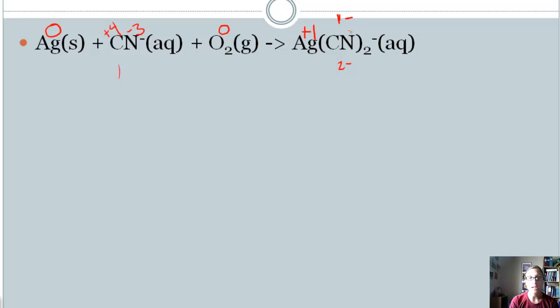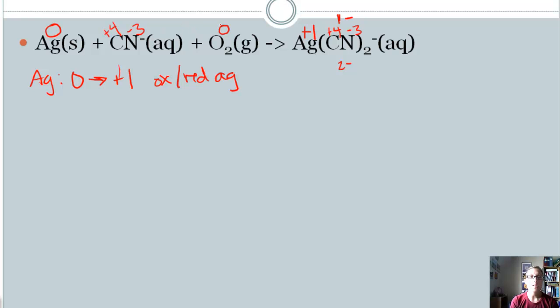And these, because they're in the ion, aren't going to change: -3, +4. Now you notice we don't have oxygen over here, and that's okay. We're going to take care of that in a minute. So let's look at the silver. We went from 0 to +1, so it was oxidized, or it's the reducing agent.